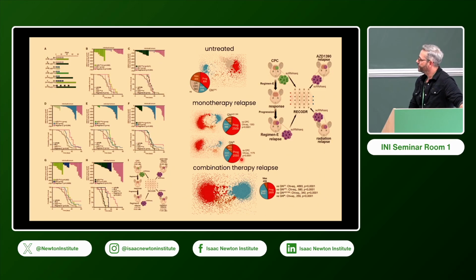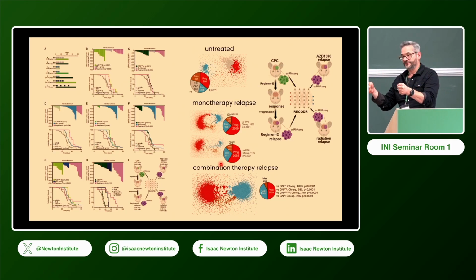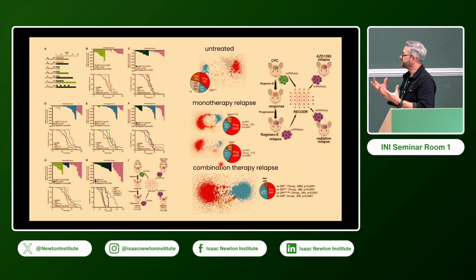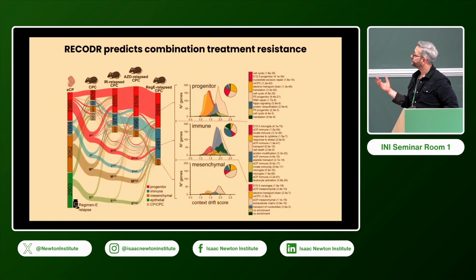And this is a really important message for when we do combination treatment. We think that we can understand monotherapy relapse, but actually when you put those together, all bets are off. And when you put two combinations of treatments together, there's a completely different pattern of biology that emerges. And all this is really doing in an agnostic way, without forcing any prior knowledge, is telling us to look at how these tumours are relapsing.